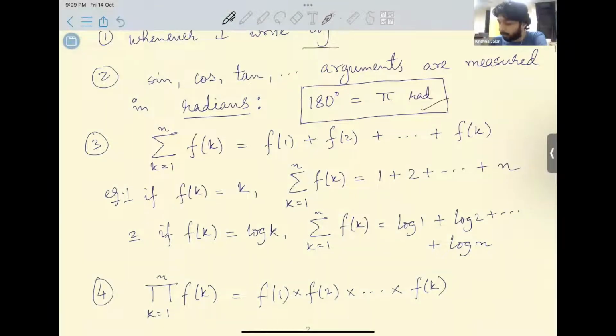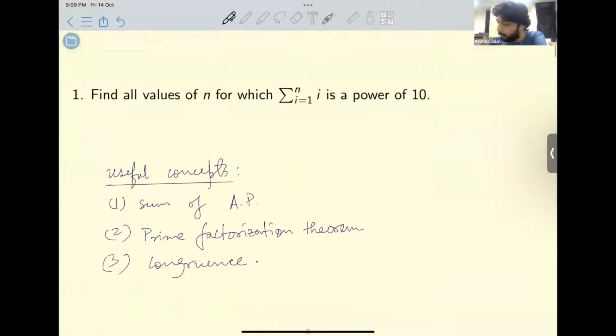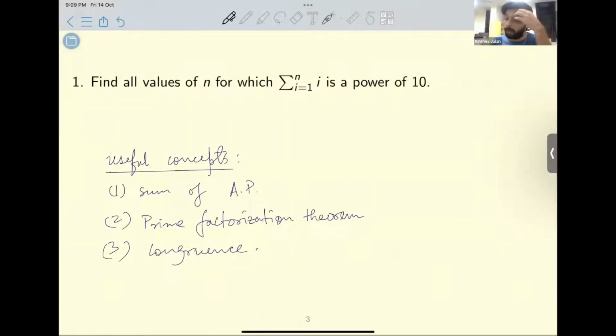And yesterday I saw that the summation notation was introduced. On top of that, I'll be using another notation, which is the product symbol. I hope these are standard notations by now. Okay, so moving on to the first problem.